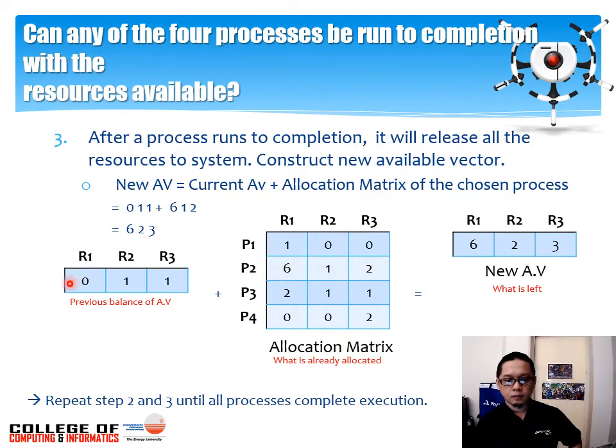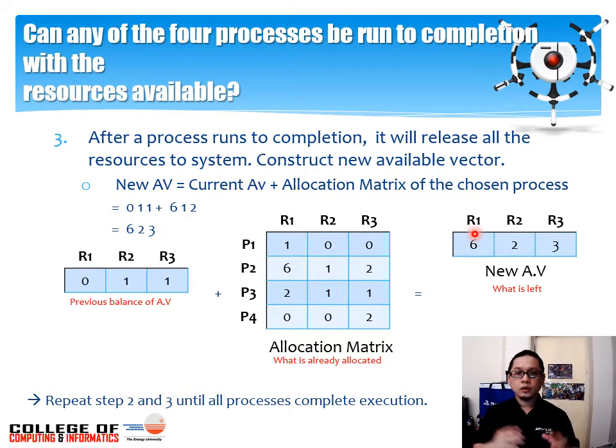This value is taken from the allocation matrix. So 6 plus 0, you get 6. 1 plus 1, you get 2. 1 plus 2, you get 3. So now the new value of the available vector is 6 units of R1, 2 units of R2, 3 units of R3. So now you have this many resources to be given to the leftover processes. Do you know how to proceed with this information? If you are lost now, please go back to the previous slide.